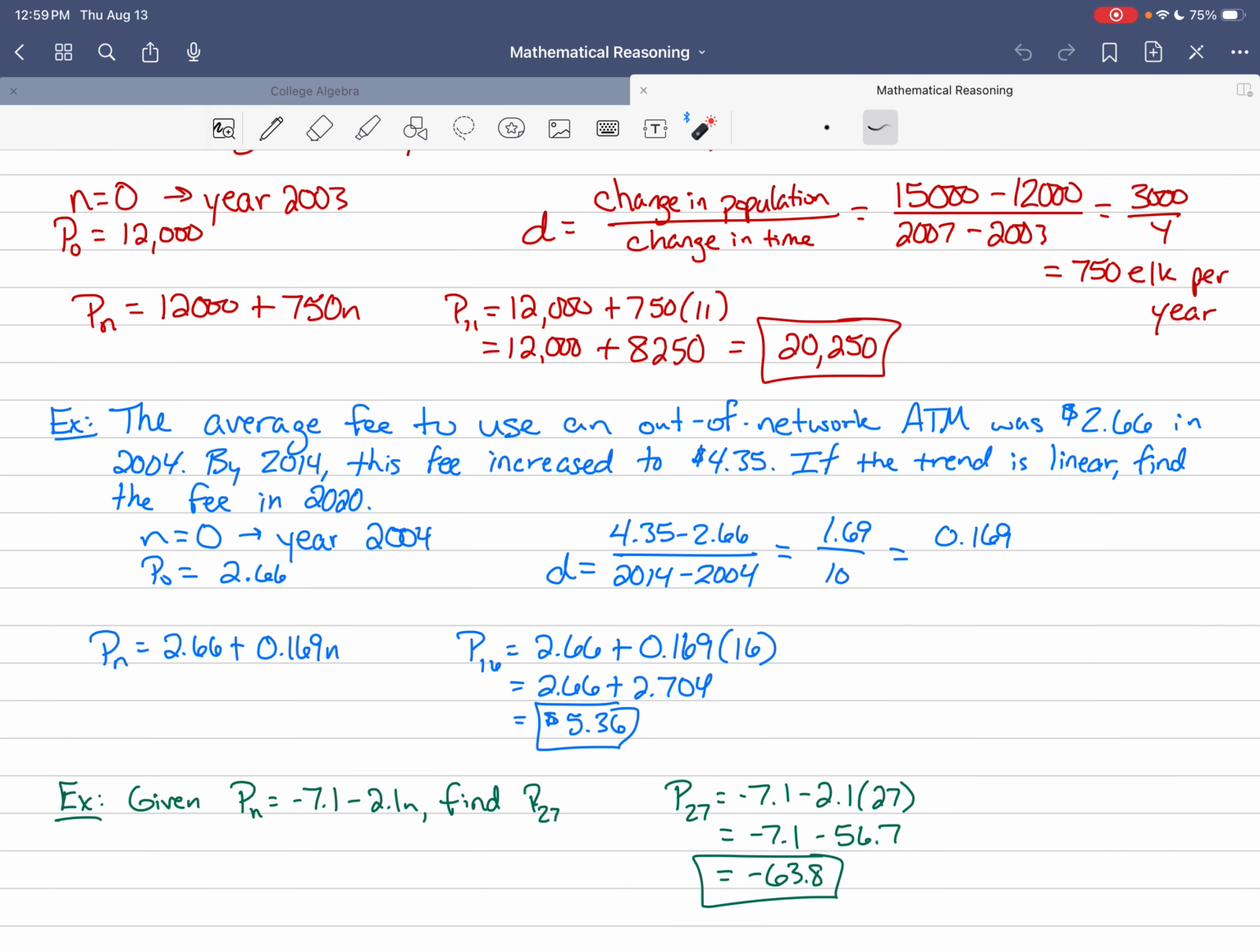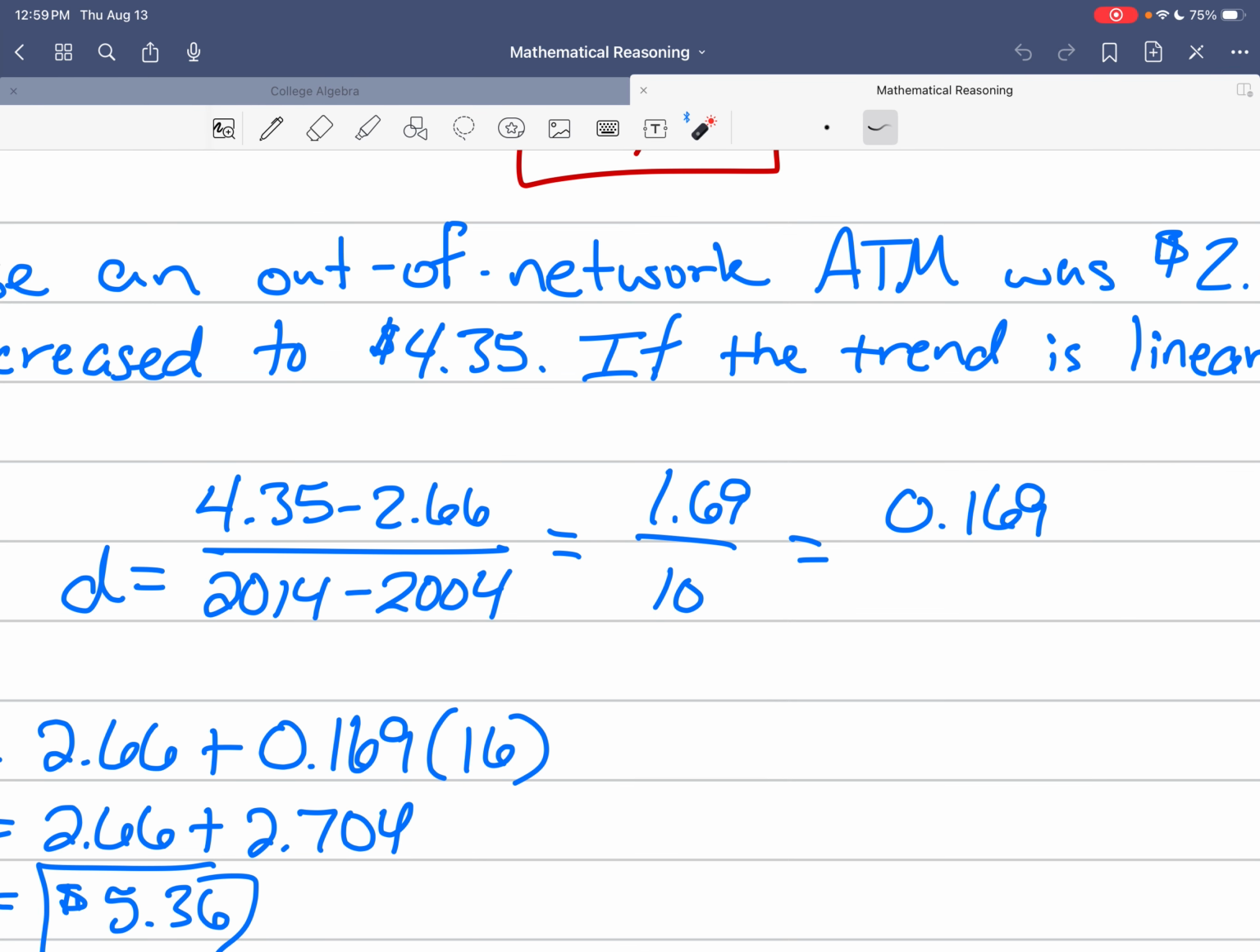All right, example. The average fee to use an out-of-network ATM was $2.66 in 2004. By 2014, this fee increased to $4.35. If the trend is linear, find what the fee will be in 2020. So first off, we have to figure out what the average rate is. How much is it changing each year?